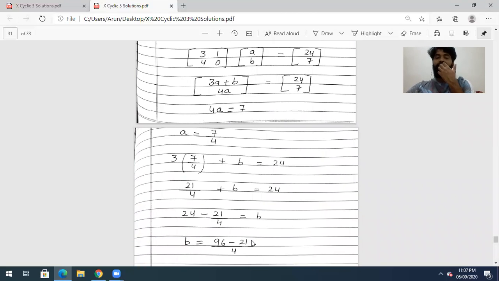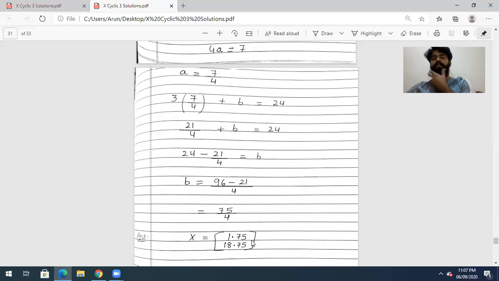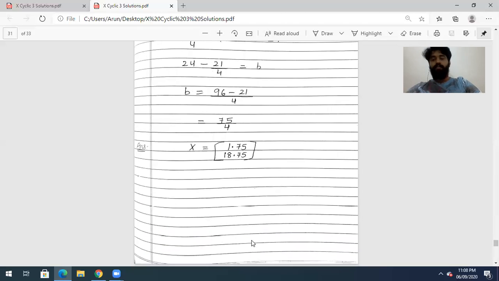You get b is equal to 24 minus 21 by 4. On taking the LCM, you get 75 by 4. To convert both of them into either decimal or mixed fraction, you get X is equal to [1.75; 18.75]. I hope you understood this question, students.